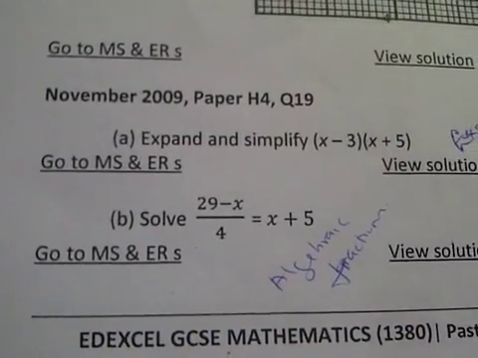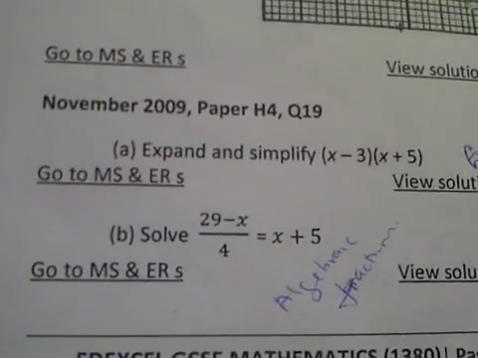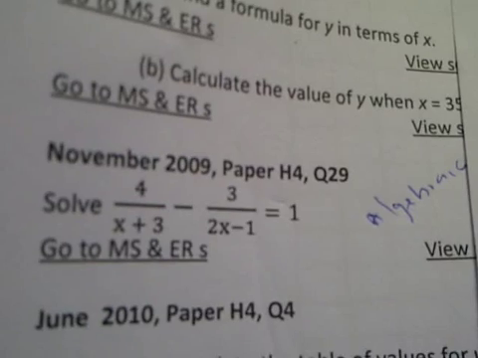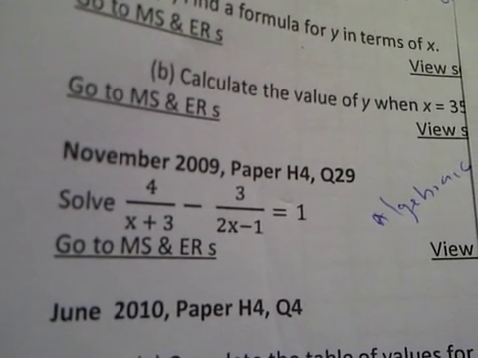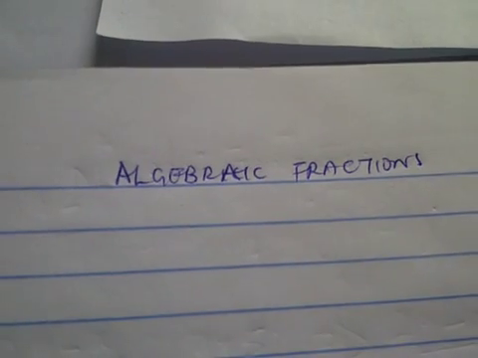Now this question says solve (29 minus x) over 4 equals x plus 5. And this other one says solve 4 divided by (x plus 3) minus 3 divided by (2x minus 1) equals 1. This will lead us to a topic I titled algebraic fractions.